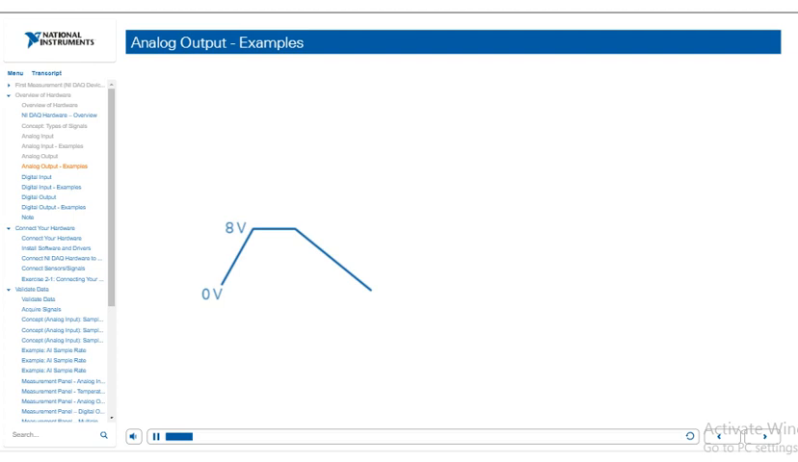Let's take a look at some examples of analog output. This analog output example outputs a voltage ramp to control the speed of a fan. As the voltage increases, the fan speed increases. As the voltage decreases, the fan speed also decreases.